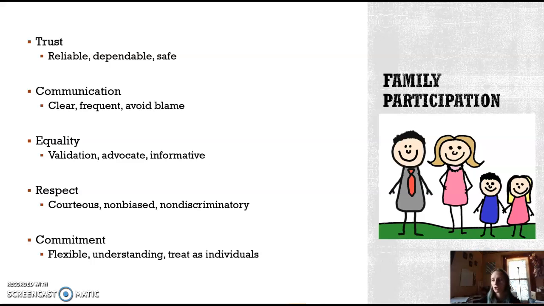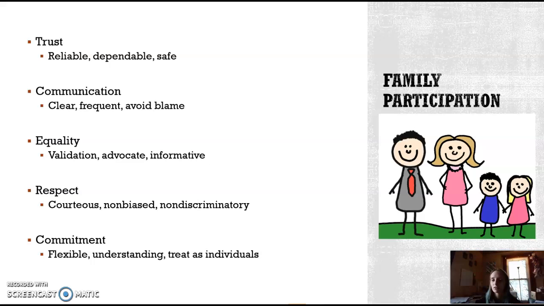For equality, show your parents and your families that they are validated. Be an advocate for your student. Make sure that they know that they can trust you and that they can be treated with respect in your classroom. If you don't know about your students' cultures or ways of living, find out. Find out information about their lives and things that might help build trust with your students in your classroom. Be respectful. That includes being courteous, kind, non-biased, non-discriminatory.